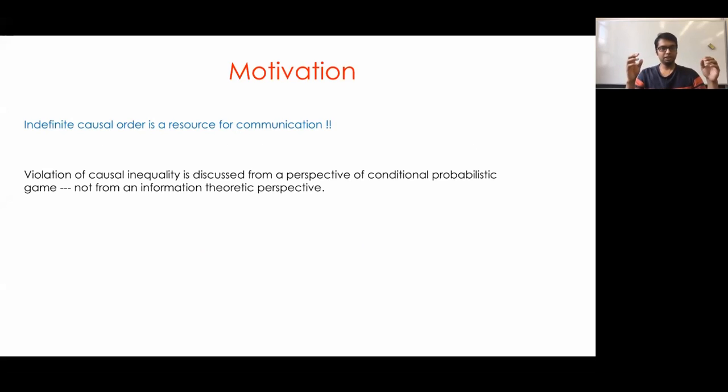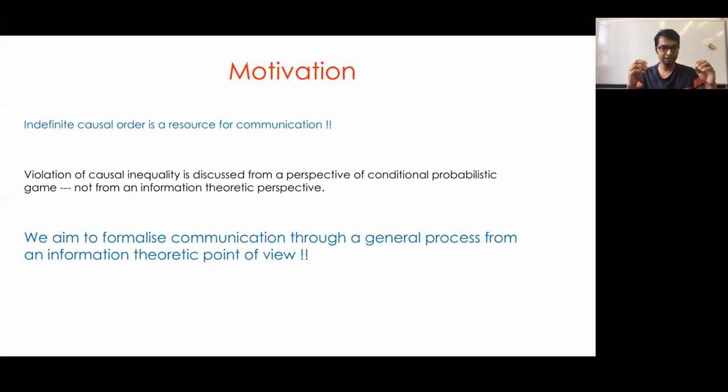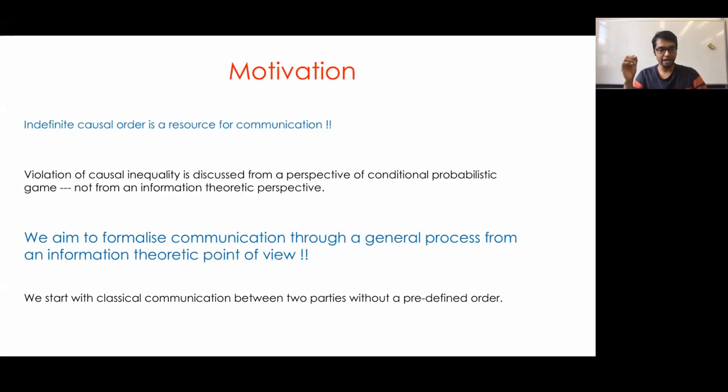However, this is still represented in terms of a game, and it would be interesting to talk more of this kind of exotic causal structure from an information theoretic perspective. So that is the aim of our theory work, where we try to formalize communication through the most general process which admits indefinite order, and say, for example, what would be the capacity of such a process. So let's take small steps first, and let's talk about classical communication, and let's talk about two parties.